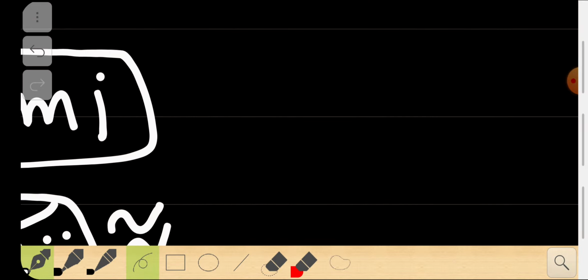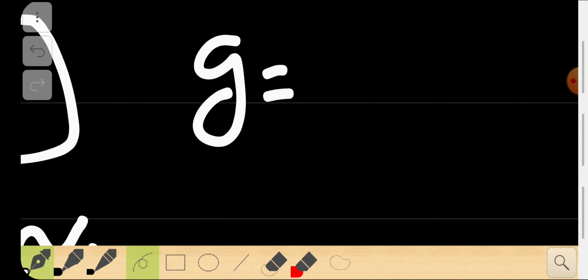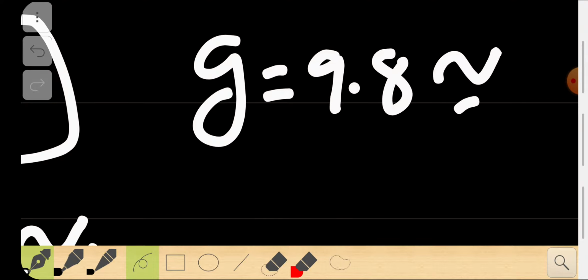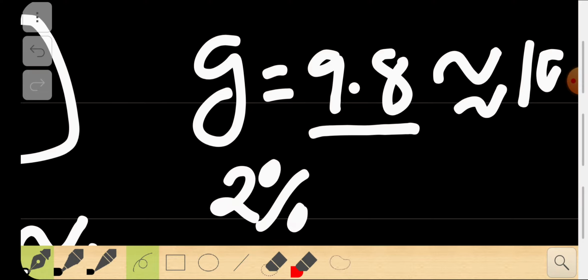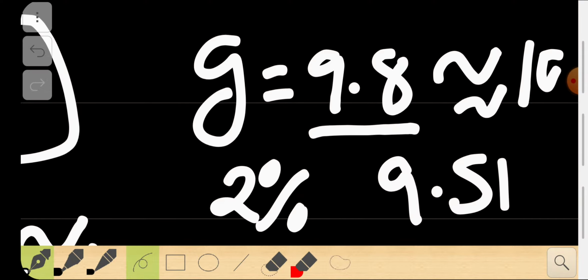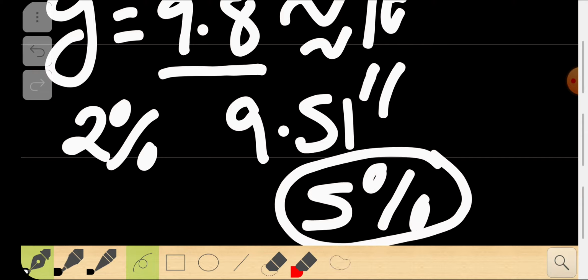For example, you use it in the case of acceleration due to gravity, which is 9.8. You approximate it to 10. With that approximation, the percentage of uncertainty within this value is less than 2%. You can go as far as 9.51 and still approximate this value to be equal to 10. That's well within 5% error. So this is kind of a limiting factor that you use daily in your calculations.